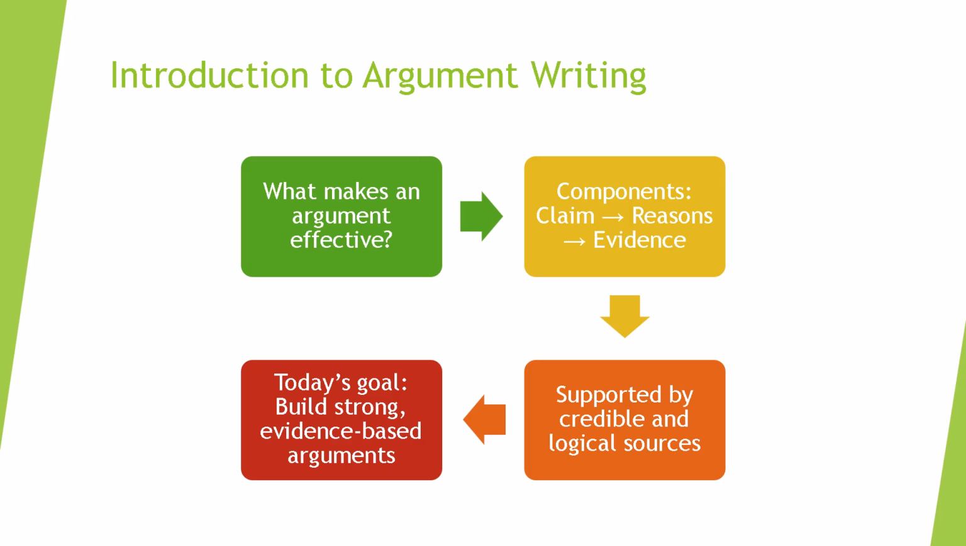Effective arguments are built from three connected components: a claim, the reasons that support that claim, and the evidence that proves those reasons are true. Each part works together like the links in a chain. If one is weak, the argument is going to fall apart. We're also going to learn why our arguments must be supported by credible or logical sources, not opinions or random internet posts. By the end of today's lesson, our goal is to understand how to build strong evidence-based arguments that readers can respect and trust.